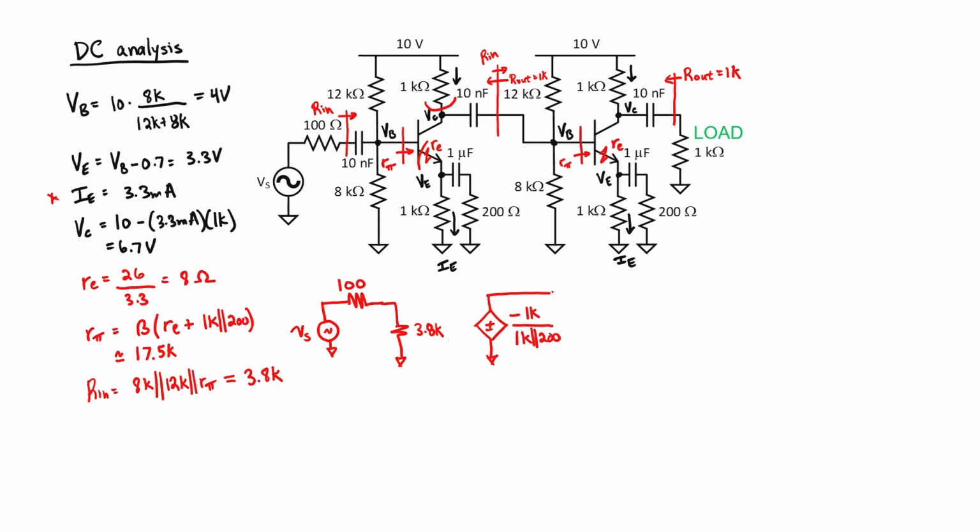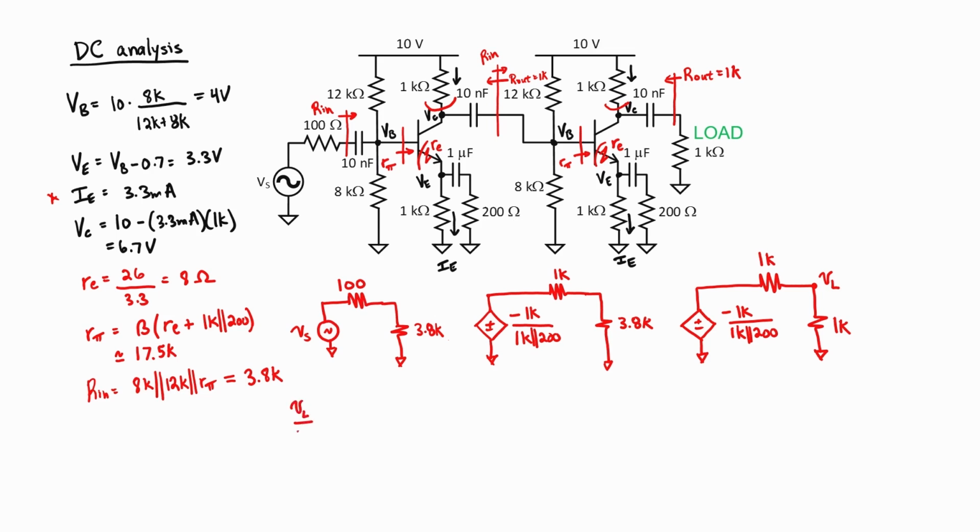We now have our output impedance from the first amplifier. It's 1 kilo ohm, and then that's connected to the input impedance of the next stage. We have another common emitter amplifier, and the gain is the same as what it was with the first one because we have the same resistors in place. Finally, we have our output impedance, 1 kilo ohm, and our load. Let's label our load voltage, and we have everything we need to write a full expression for the gain.